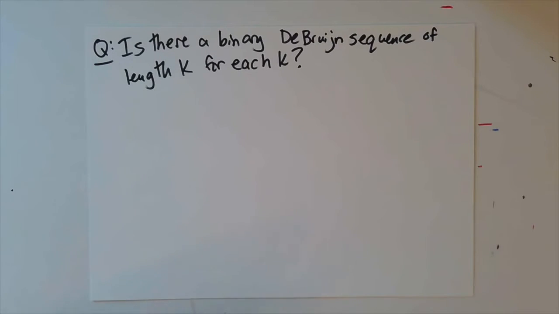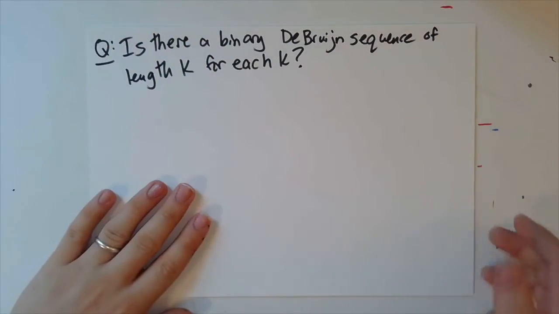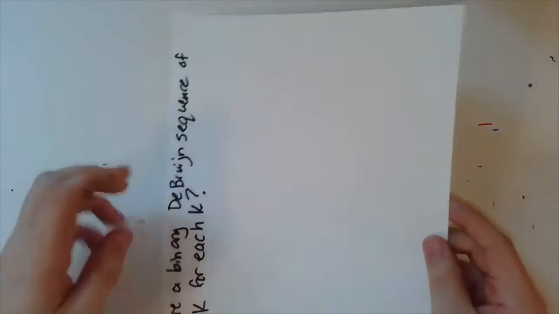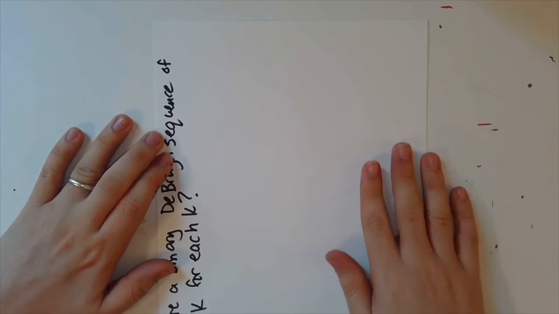Now, there's a particular way to interpret this, and this won't surprise you, as being a graph theory question. And so I want to show you what that graph looks like for k equals 4.